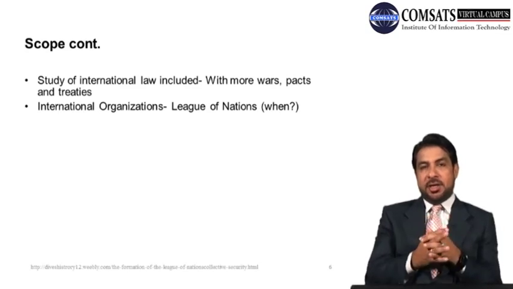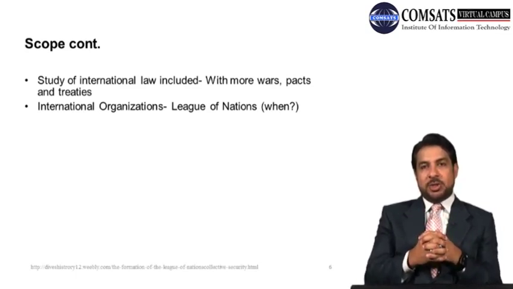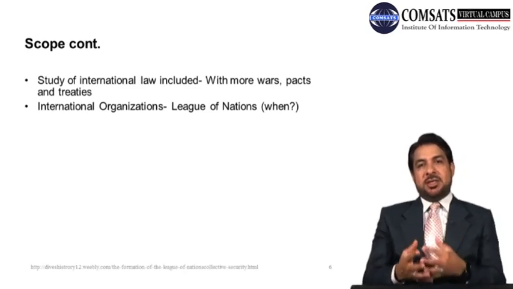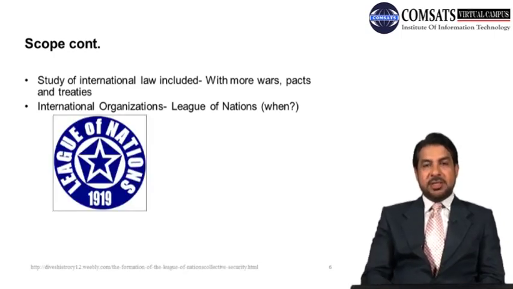It is not 1918, it is 1919. It takes some time to be established. So the League of Nations was established in the year 1919 after World War I. And the objective of this organization was to prevent the world from a future war and to establish peace in the world, just like the objective of the United Nations. You can see the logo of the League of Nations. It was the symbol representing the League of Nations that was founded in 1919 to establish and maintain world peace.